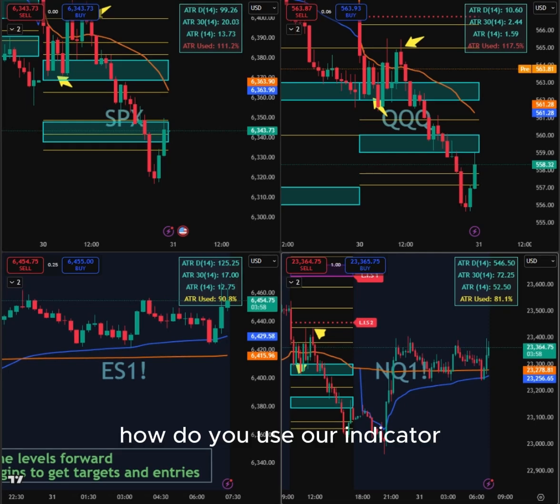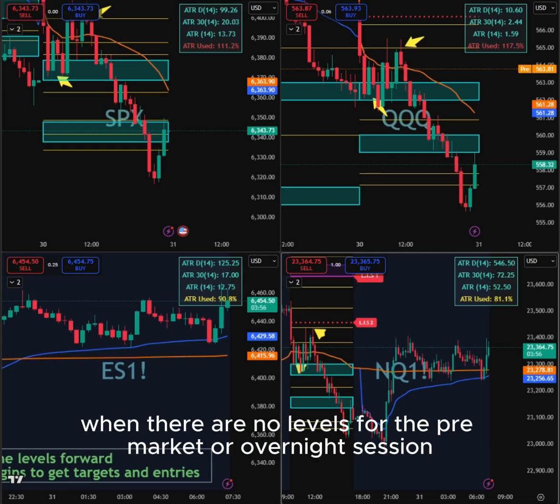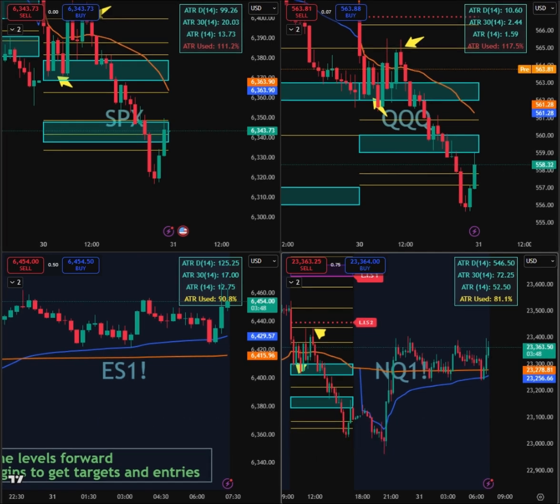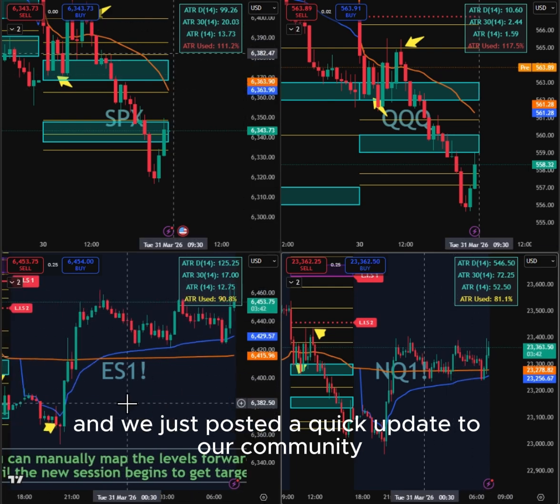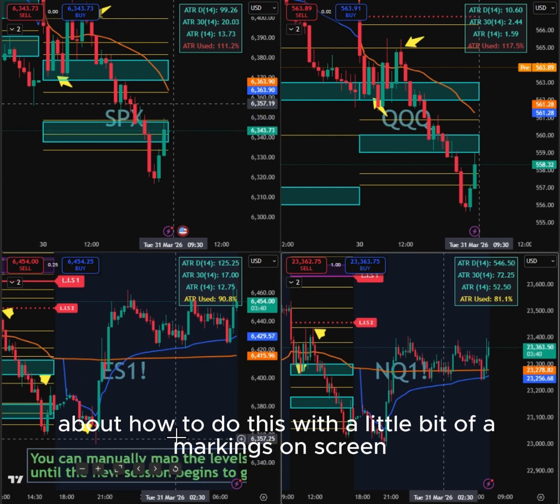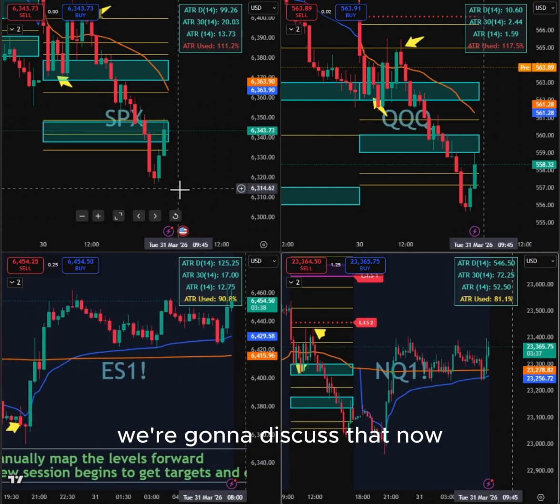How do you use our indicator when there are no levels for the pre-market or overnight session? We're going to discuss that now. It's about 7:26 in the morning. We just posted a quick update to our community about how to do this with a little bit of markings on screen. We're going to discuss that now, right?